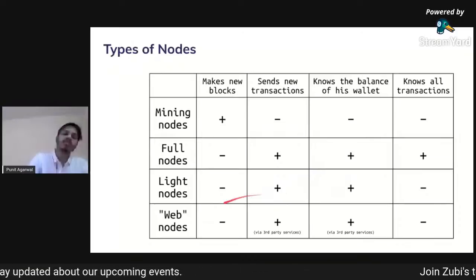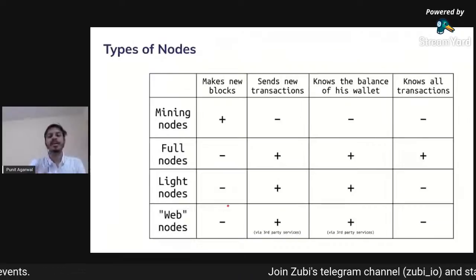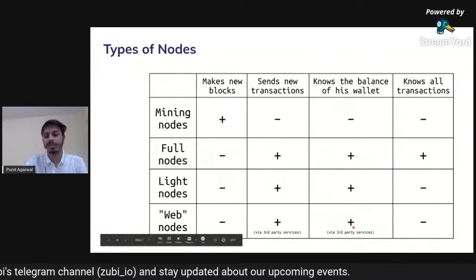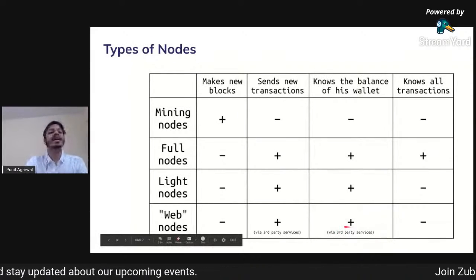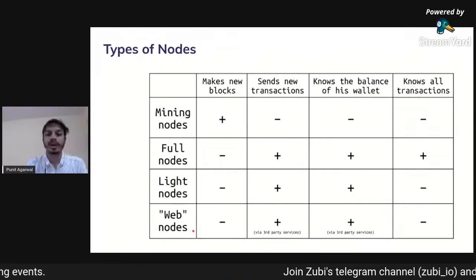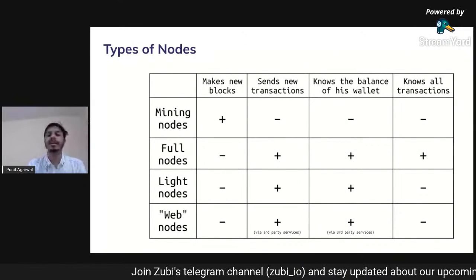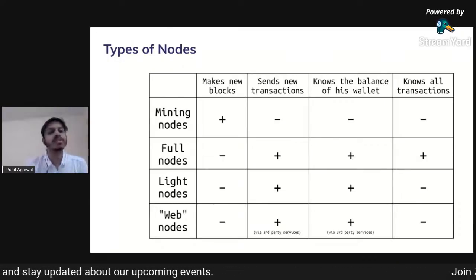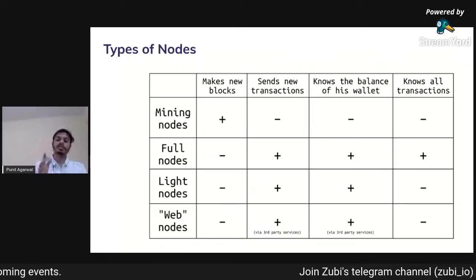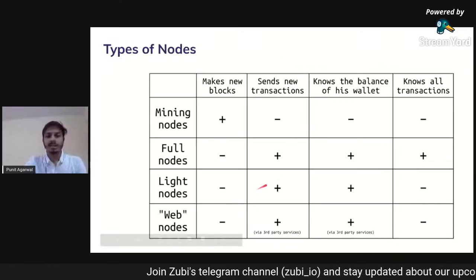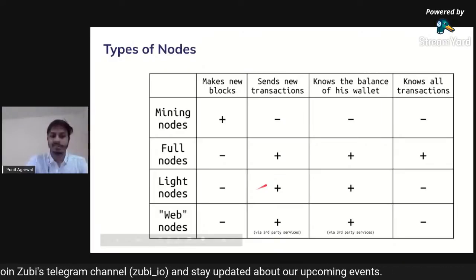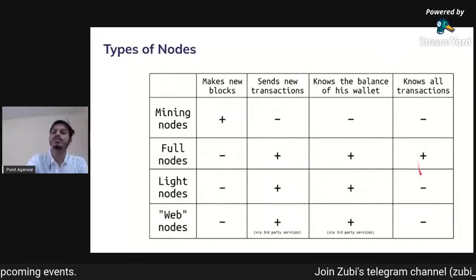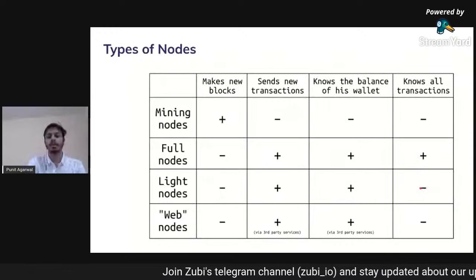And there's another kind of node called web node, which uses third-party services to see the new transactions or know the balance of their wallet. So whenever you are creating any kind of application which requires web support, you would actually be creating a web node. So applications like Explorer, when you see the data of a particular blockchain, like what's happening there, use web nodes. The most important are full nodes and light nodes. The major difference between full nodes and light nodes is that full nodes know all the transactions, whereas light nodes don't know all the transactions.